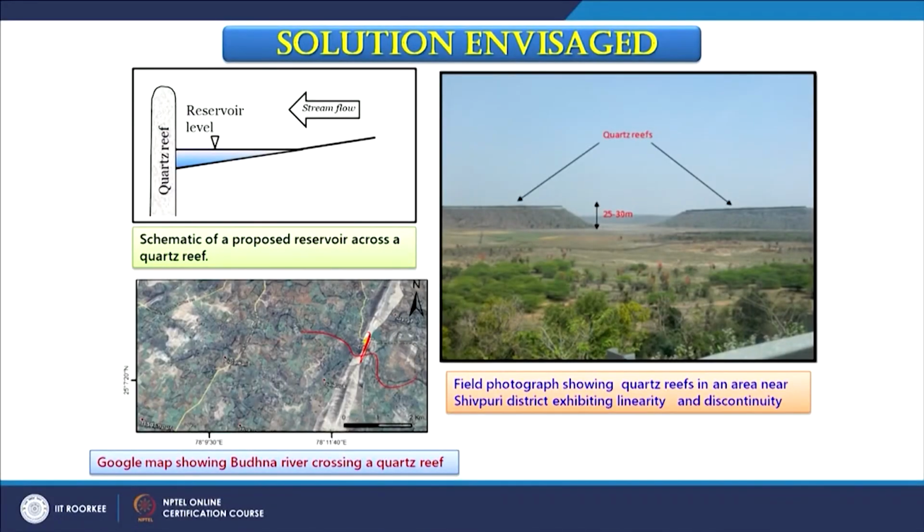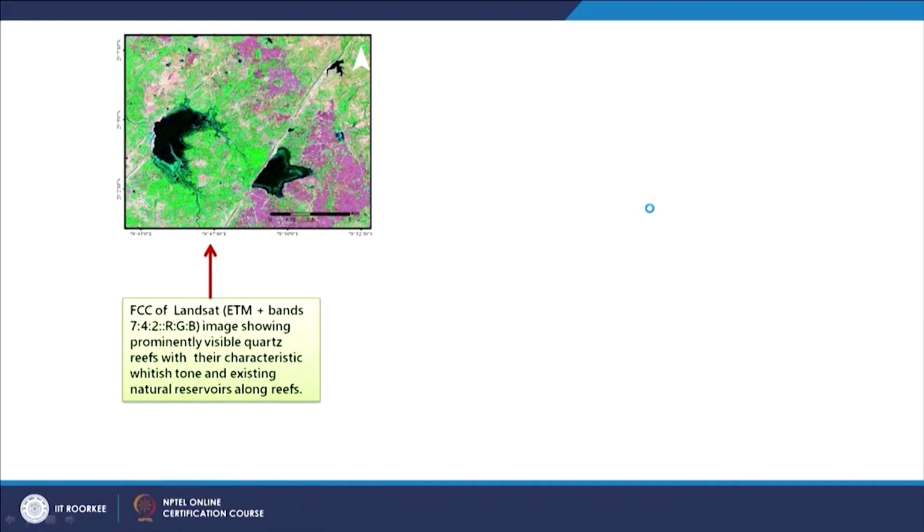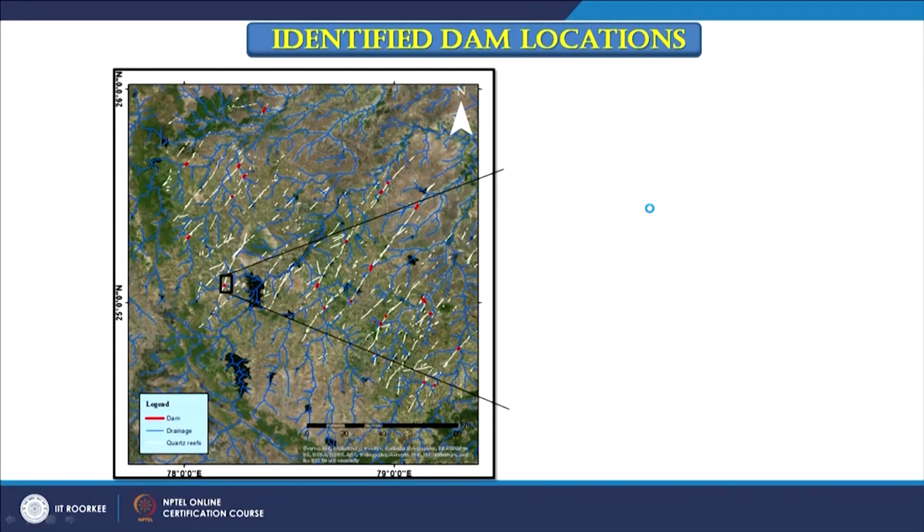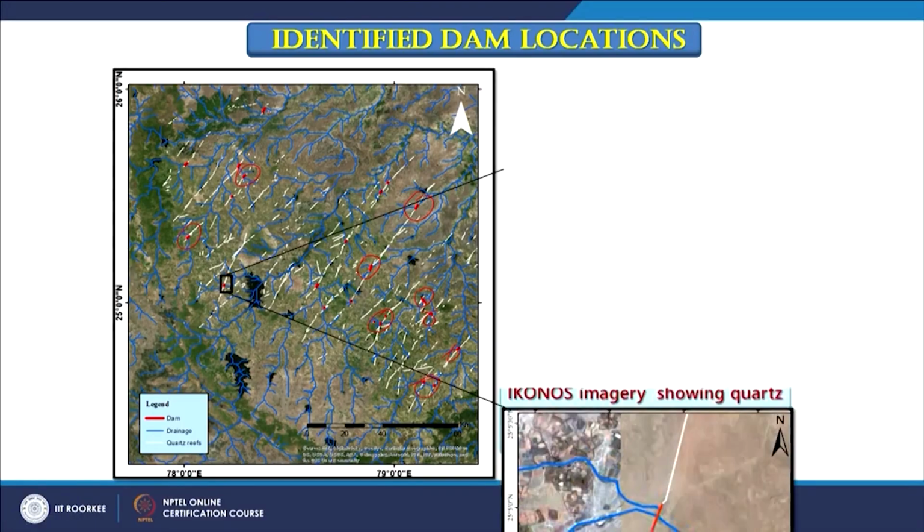If you go on the ground, this is how you see these quartz reefs. This natural dam, all natural, has a height of 25 to 30 meters. So these abutments can be used to create a reservoir. This is what we simulated, and then predicted that these areas in that locality, the red ones marked here, are potential reservoir sites, especially for groundwater recharge.